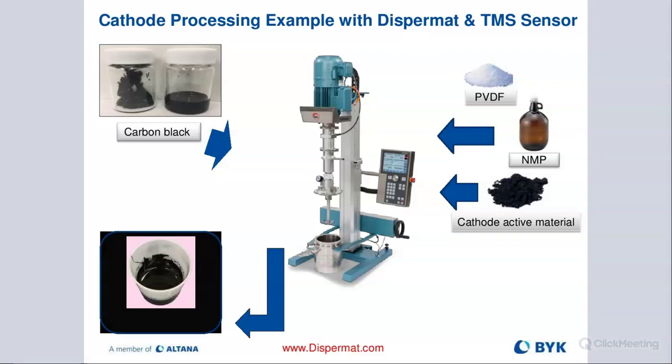This here is actually using a TMS sensor, which stands for torque measurement system. It measures the torque on the shaft in real time. It's not a calculated value, it's actually measured to give the user real-time data with respect to the change in viscosity. That's what the TMS sensor does.